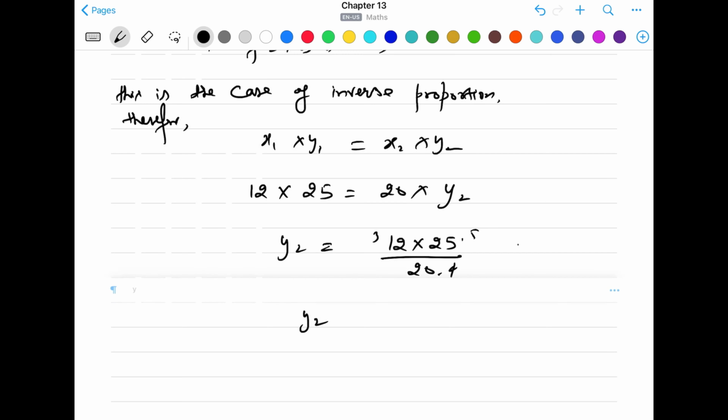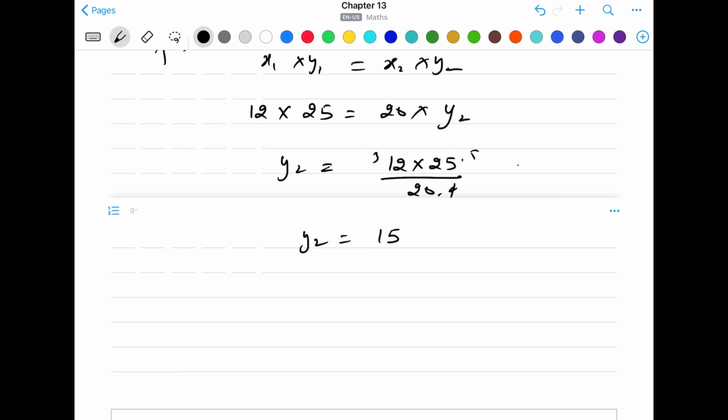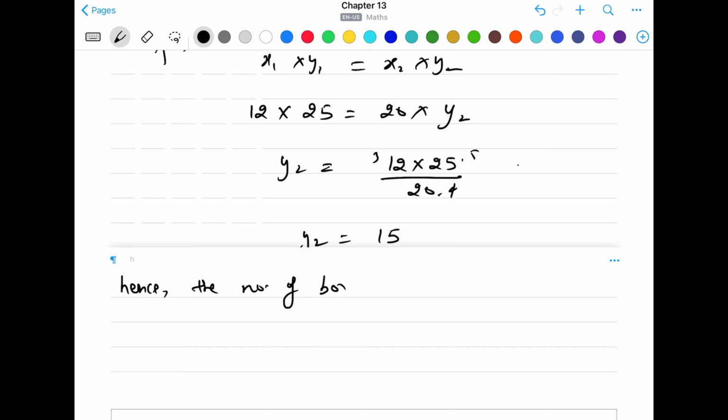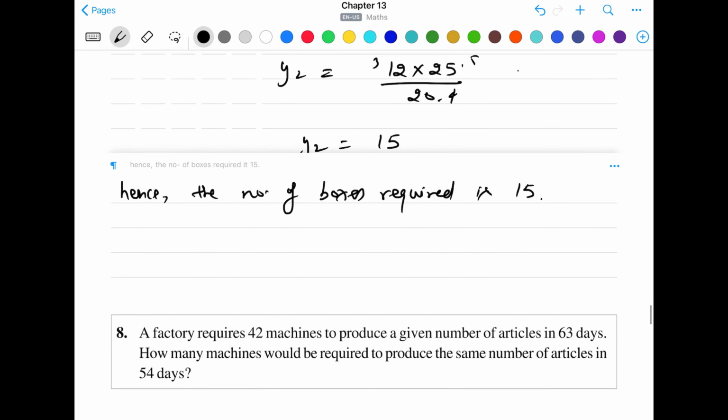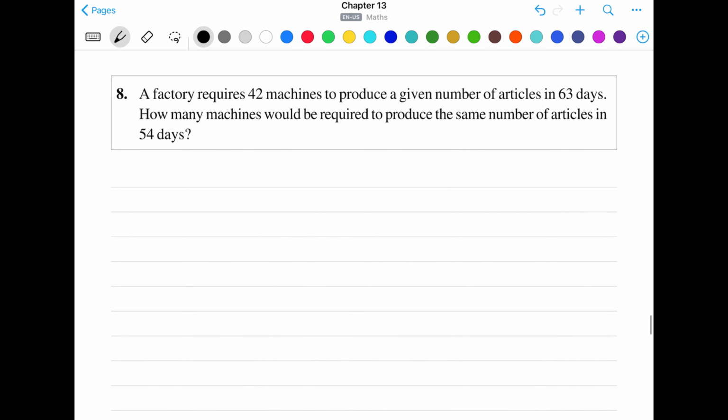So 3 into 5 will give us y2 equals 15. Okay, so the answer is, hence the number of boxes required is 15. That's the answer for question number 7.